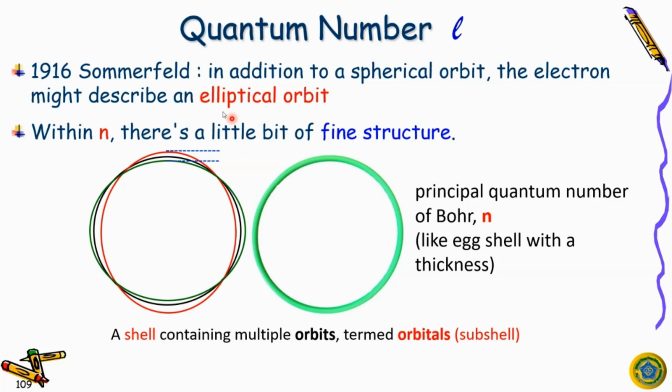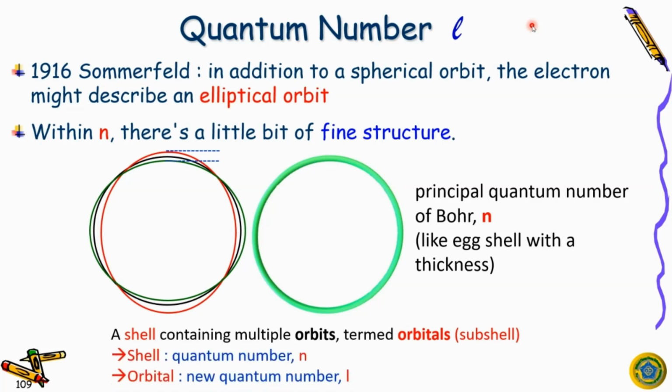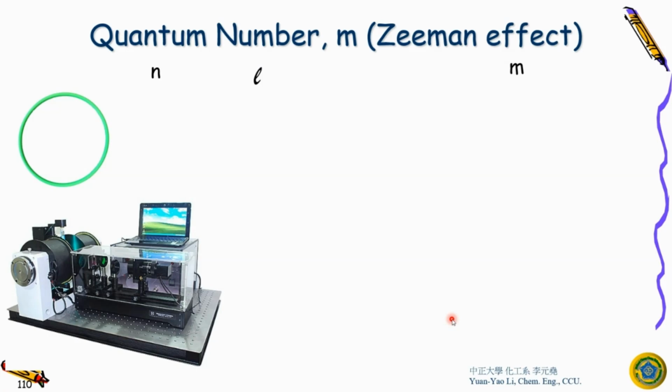And this is the quantum number L. We call this quantum number L. So the shell is the principal quantum number N, and the orbital is the new quantum number L. So now you learn there are two quantum numbers. How about the Zeeman effect? The Zeeman effect is the third quantum number, which we call M.